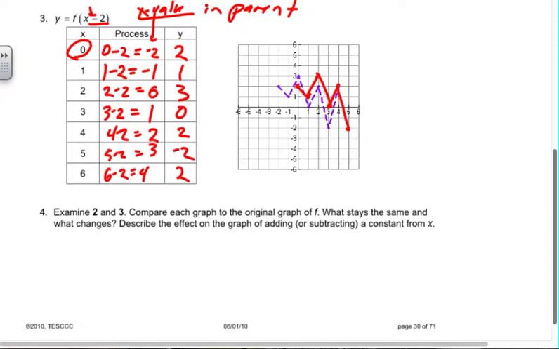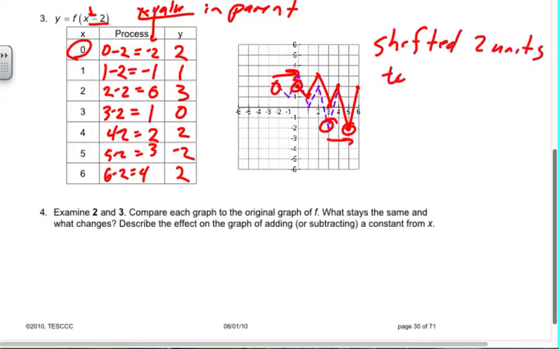And then 6, 2. Okay, so again, this point corresponds to this one, so I shift to the right 2. This one corresponds to this one. So what I've done here is I have shifted 2 units to the right.